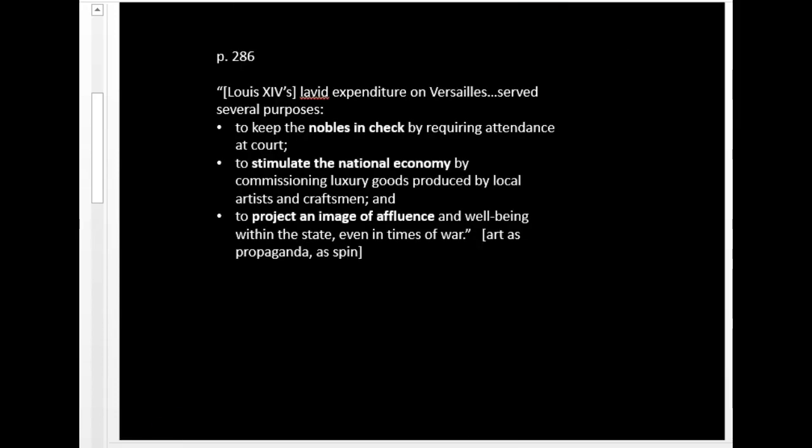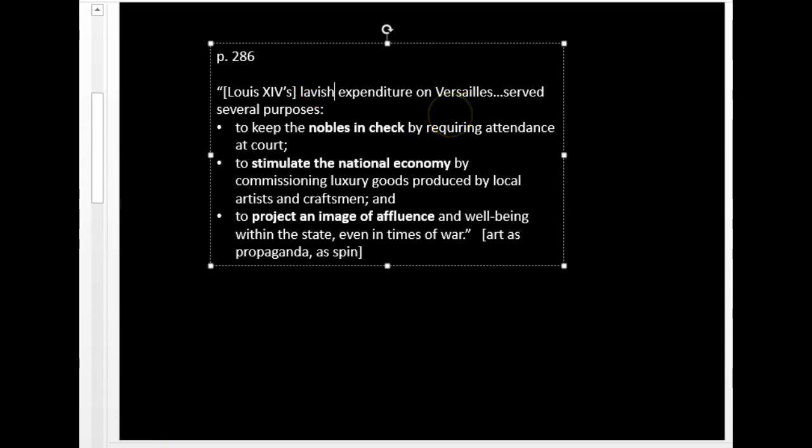The rationale our textbook gives for the lavish money that Louis expended on Versailles are these: to keep the nobles in check, to stimulate the economy, we'll deal with that in a second, and also to project this great image of affluence, even though France was at war most of the time. France did not colonize in the same way that Spain did, so they couldn't bring in gold from the Americas. So they had to create their own and different economy.